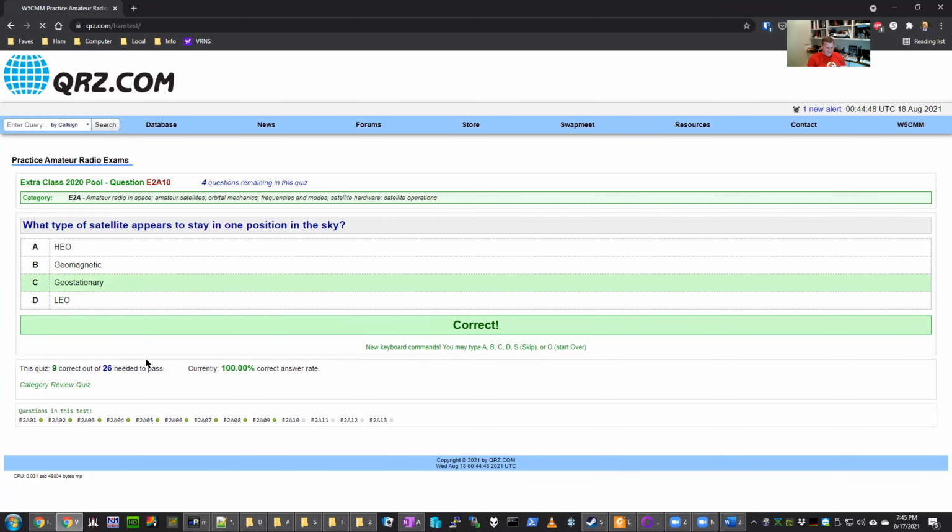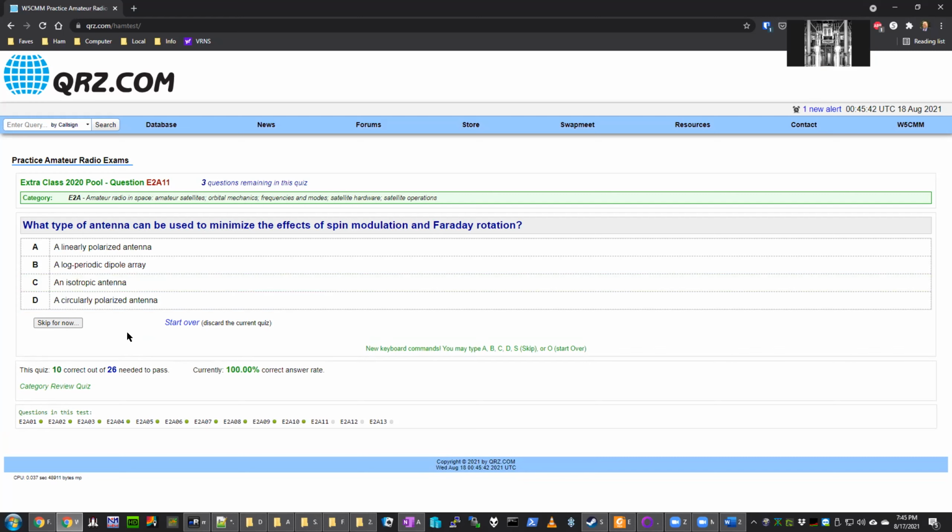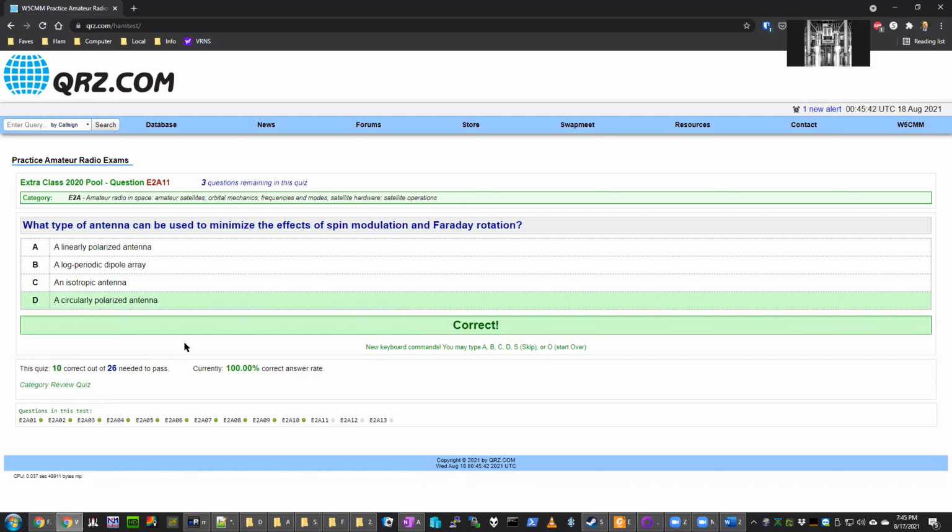All right. So what type of antenna can be used to minimize the effect of spin modulation and Faraday rotation? D, Delta. Yeah, that's going to be D, Delta, a circularly polarized antenna.